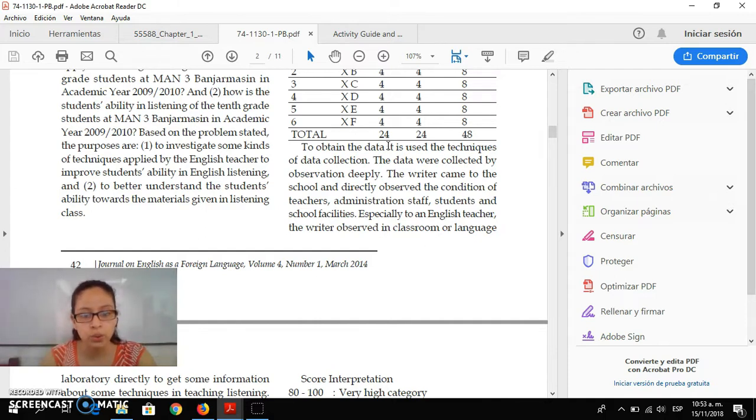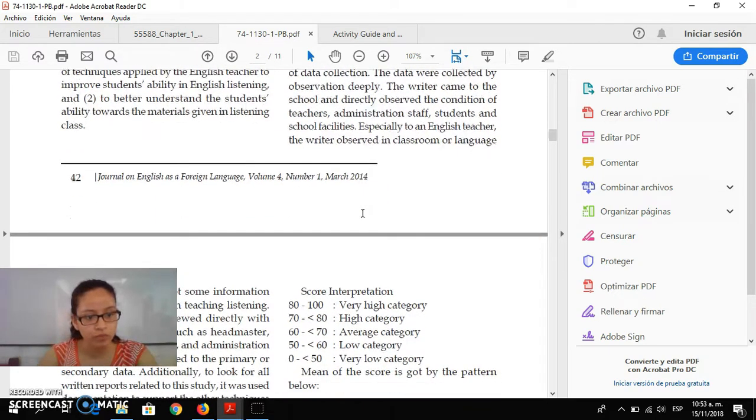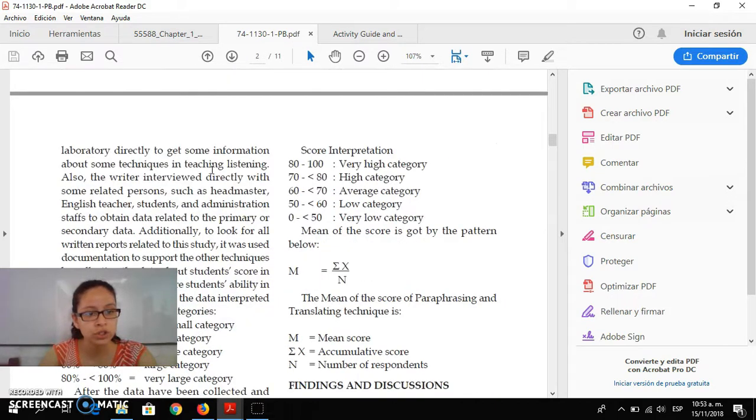How can we find this? Well, the article says, I quote, to obtain the data, it is used the techniques of data collection. The data were collected by observation deeply. The writer came to the school and directly observed the condition of teachers, administration staff, students, and school facilities. That's about observation. But we also mention the writer observed in classroom or language laboratory directly to get some information about some techniques in teaching skills.